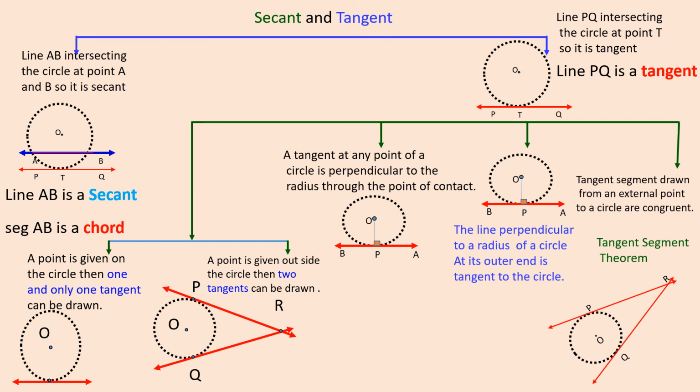Here we have the last one what we did. Tangent segments drawn from an external point to a circle are congruent, and this is called the tangent segment theorem. Why did I not show it there? Because I wanted this in a theorem form. All the three tangent-related statements are in theorem form. That's why I had kept it separately.